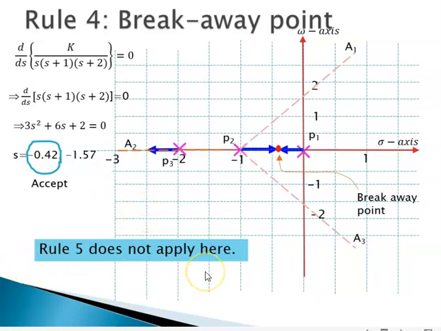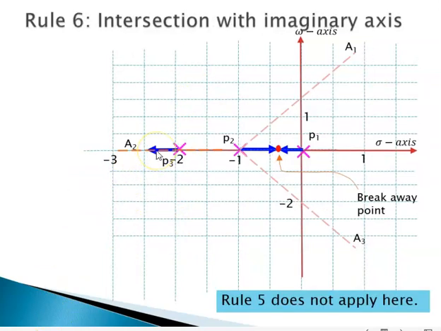Rule 5, angle of arrival and departure, does not apply here. This rule 5 applies only in cases where you have either poles or zeros away from the real axis, that is, complex poles or zeros. With that, we go on to the next rule, that is intersection with the imaginary axis.